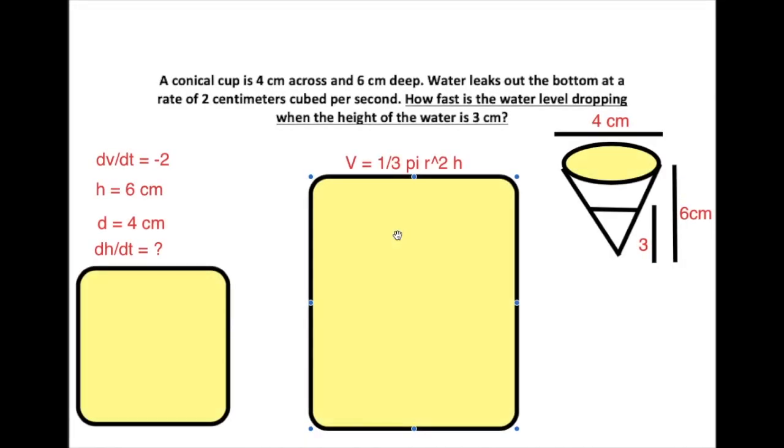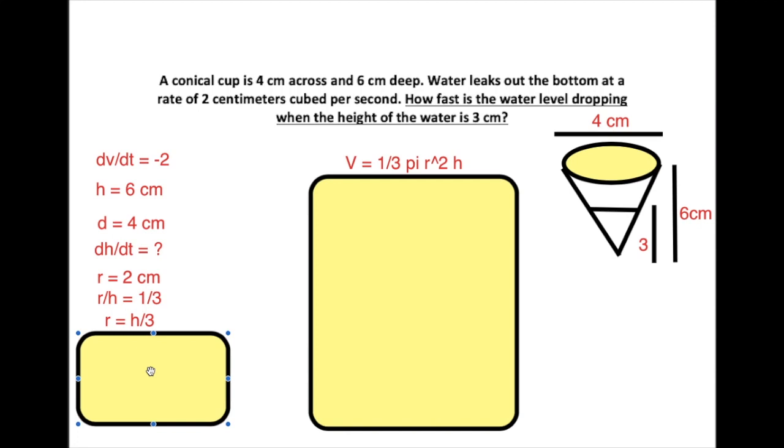Once again, by looking at the problem, we are given the diameter of the top of the cone, the diameter being 4 centimeters, which can then turn into the radius of 2 centimeters. We are also given the height, which is 6 centimeters. These two values show us the ratio of r to h, that being 2/6 or 1/3. Now we can say that r is equal to 1/3 h. This ratio has also allowed us to substitute r inside of the equation.